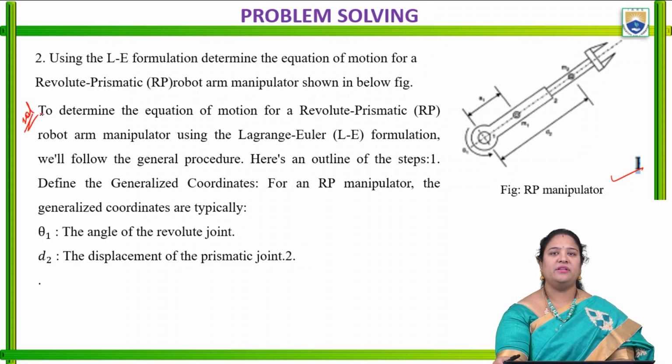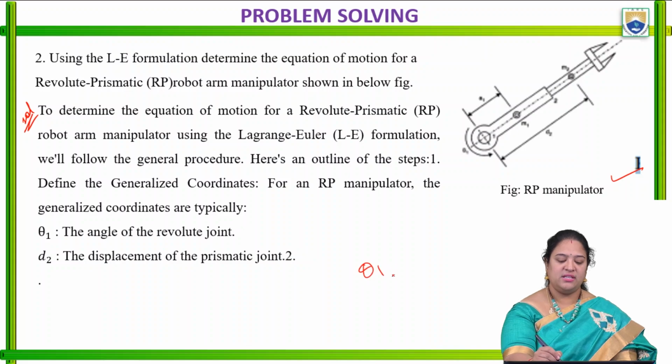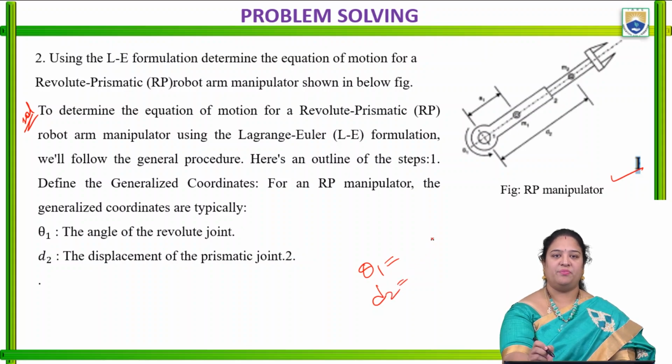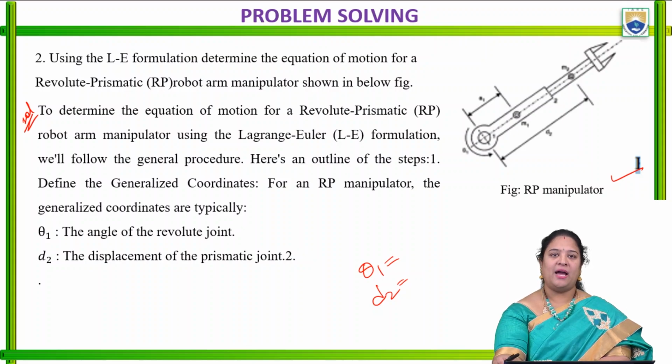In order to determine the equation of motion for a revolute prismatic robot arm, we need to use the Lagrangian Euler formulation. What does LE formulation mean? It is nothing but Lagrangian Euler formulation. Firstly, we need to know what theta is, at what angle it is rotating, or at what distance it has been moving from one place to the other. So, theta 1 is nothing but the angle of the revolute joint, and d2 is the displacement of the prismatic joint for the given RP manipulator, right?